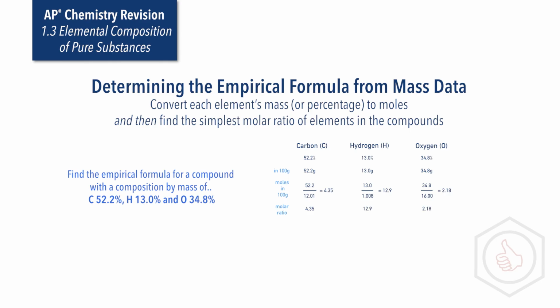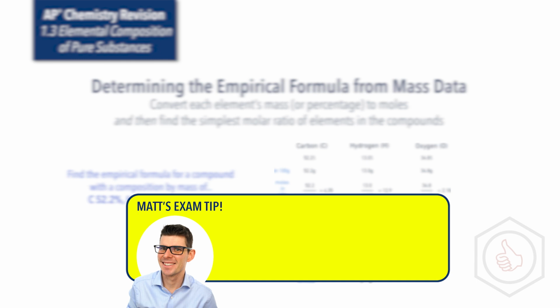So this means in every 100 grams of our compound, there's 4.35 moles of carbon, 12.9 moles of hydrogen, and 2.18 moles of oxygen. To get this into the simplest whole number ratio, we divide by the smallest number. The smallest number here is oxygen, 2.18. So 4.35 divided by 2.18 gives 2. 12.9 divided by 2.18 gives approximately 6, and 2.18 divided by 2.18 gives 1, giving us an empirical formula of C2H6O.